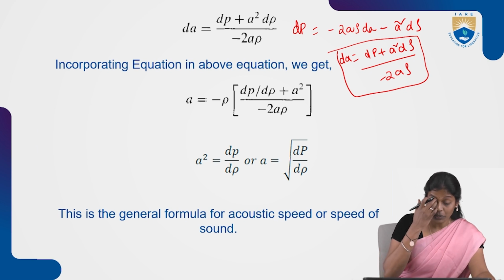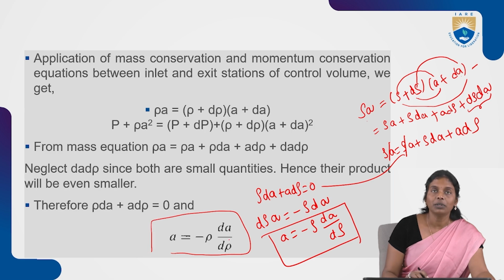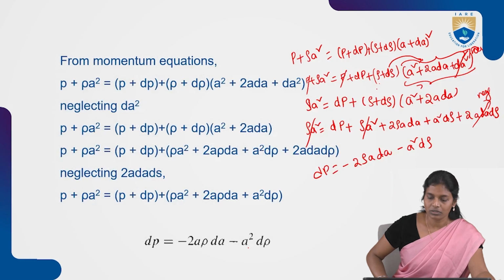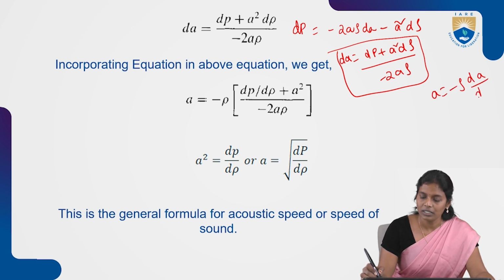Now what we got from the continuity equation is A equal to minus rho into dA by d rho, right? So from here we know A equal to minus rho into dA by d rho. This is what we got from the continuity equation. Now we got the dA value, right? We are going to substitute it inside this expression.